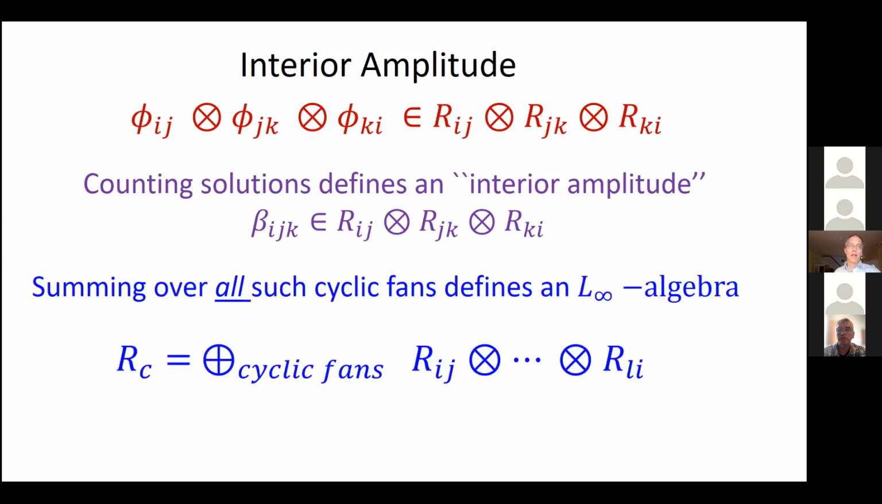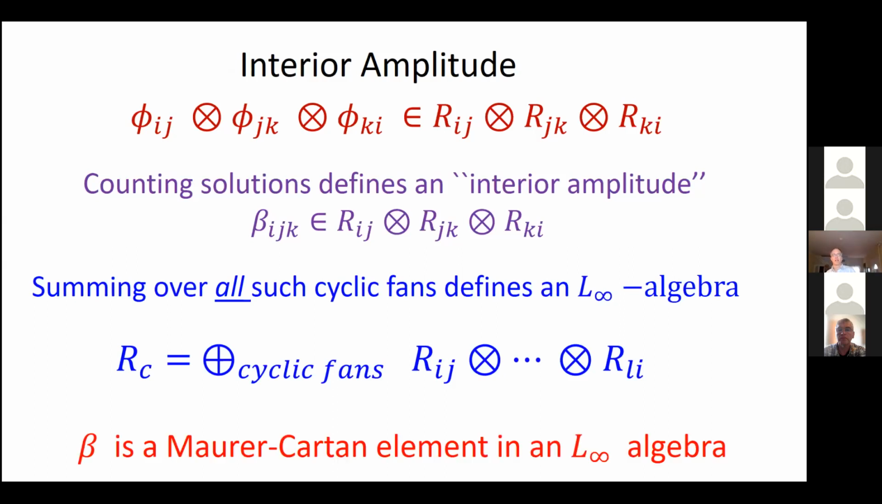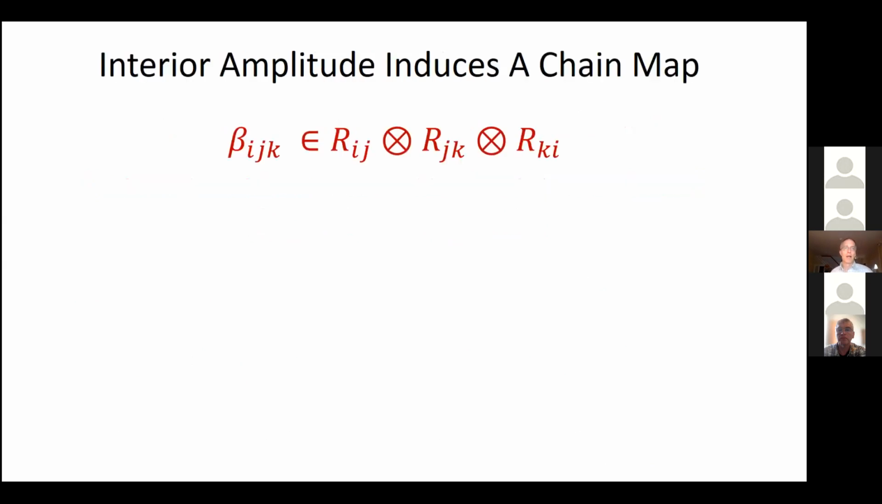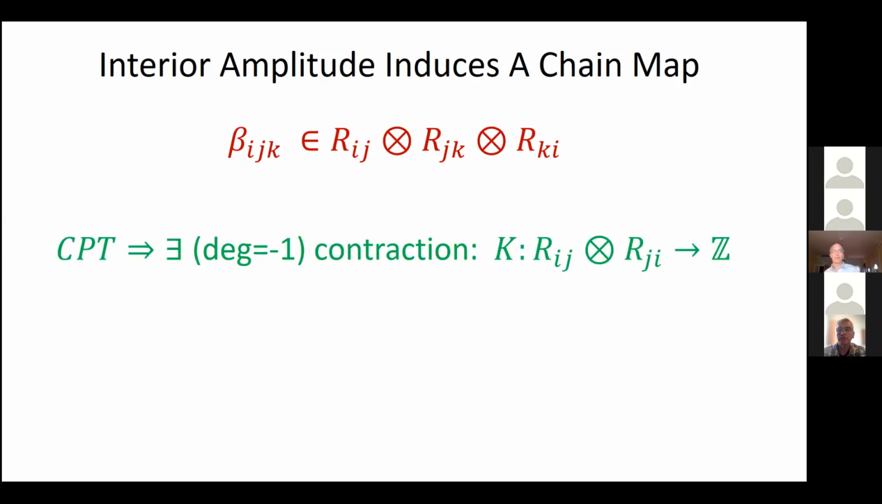Now, if we consider these cyclic fans of vacua and associate to those cyclic products of the MSW soliton complexes, we get a vector space called RC, which in fact has an L-infinity algebra structure. And this beta, if I consider the analog of beta where I sum over all the zeta instantons, is a Maurer-Cartan element in that L-infinity algebra. Okay, that interior amplitude then induces a chain map between MSW complexes.